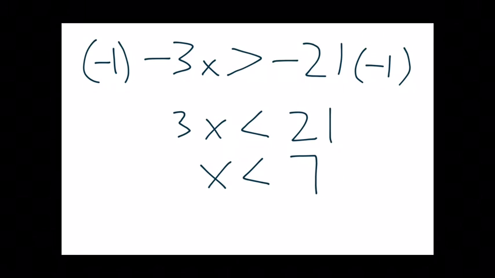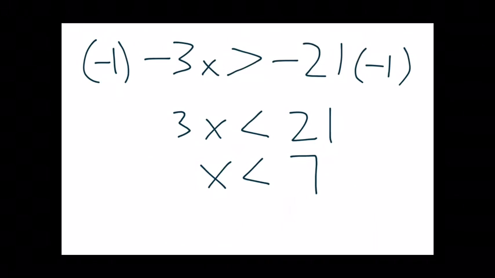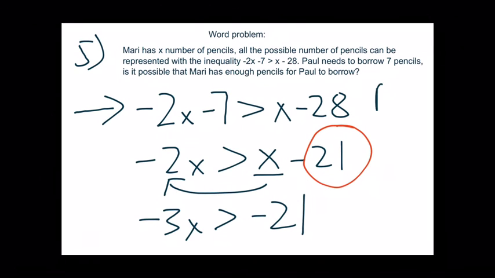Now let's look back at the original question. Paul needs to borrow 7 pencils. So does Mari have enough pencils for Paul to borrow? Well, x is smaller than 7, meaning that x cannot be 7. This means that the answer to this question is no. Mari does not have enough pencils for Paul to borrow.